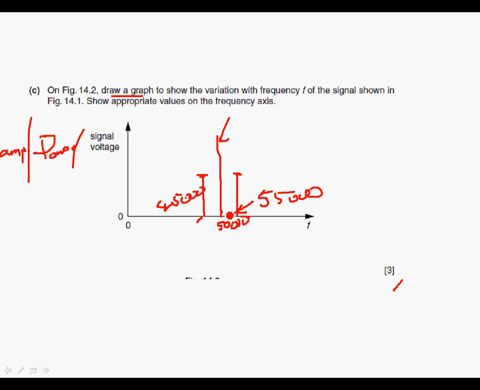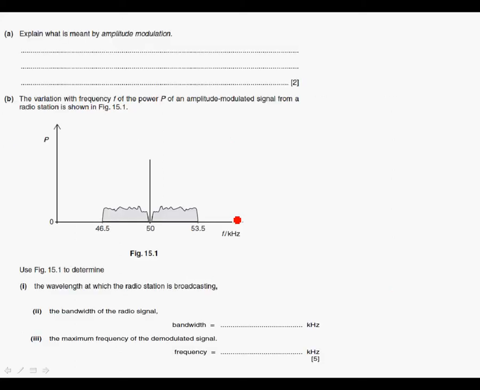It's 3 marks there, so they're going to be very critical about marking your paper. So just draw it, the middle one bigger. How much length? It's okay as long as these two are the same and this is bigger and these distances are the same. Okay. So if you continue, you know what is meant by amplitude modulation.